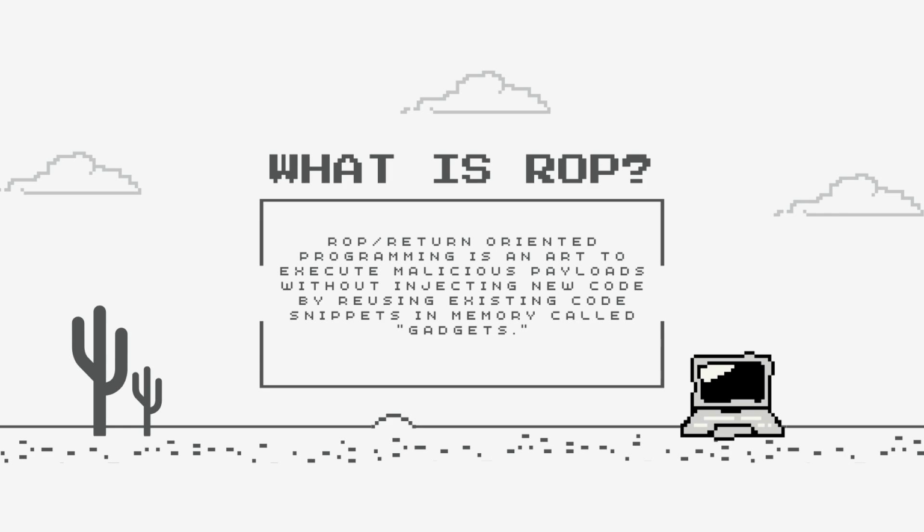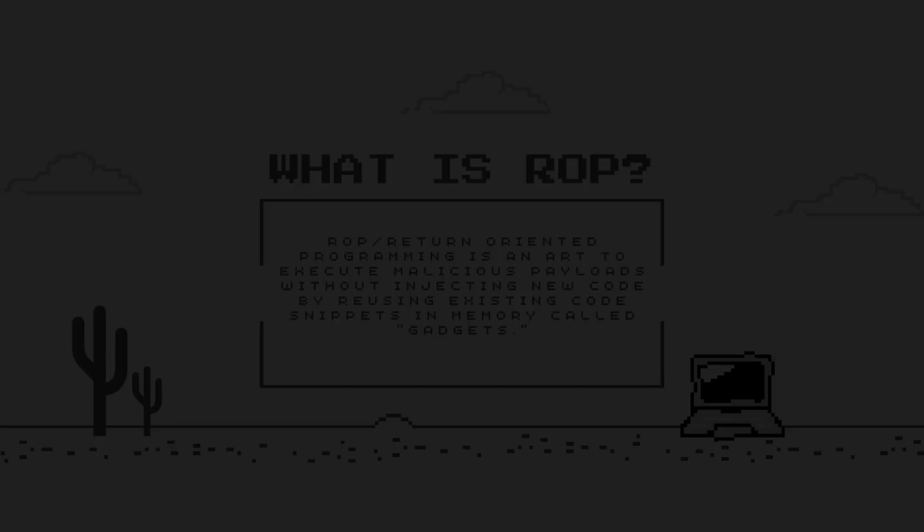Think of it like a literary remix. You're not writing new sentences, you're carefully selecting and rearranging existing sentences from books already on the shelf to tell your own story. This technique is particularly powerful because it bypasses many modern security mechanisms that were specifically designed to prevent traditional code injection attacks.